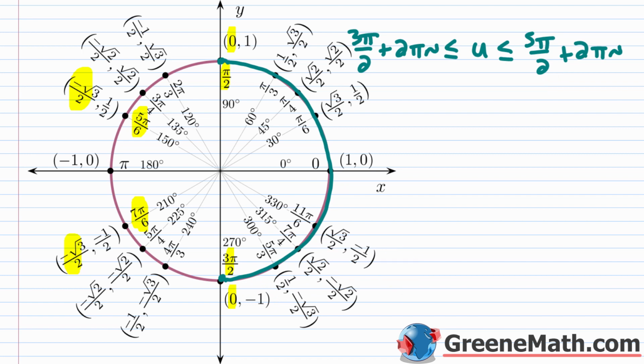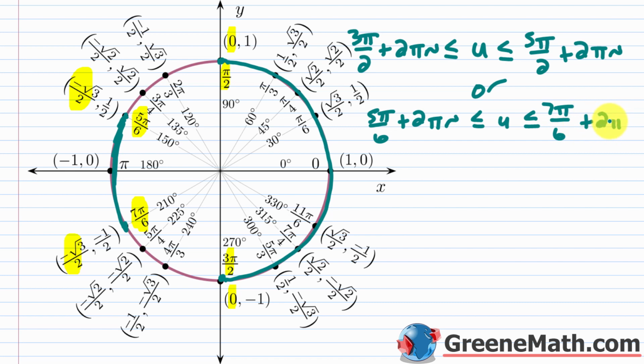So we need the other part, and that's going to be this part right here. So basically, from 5 pi over 6 to 7 pi over 6, and again, those are both going to be included. So I'm going to say that u is greater than or equal to 5 pi over 6 plus 2 pi n, and less than or equal to 7 pi over 6 plus 2 pi n.